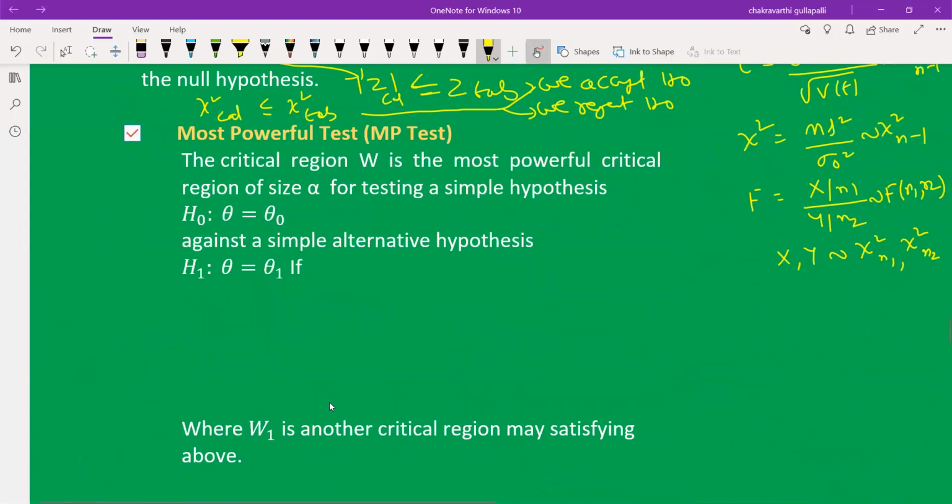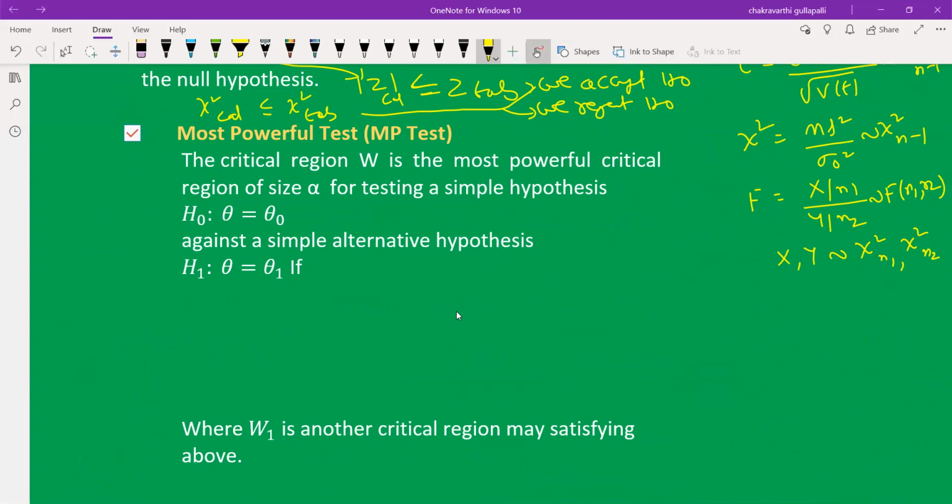Next, another very, very important topic: the most powerful test. There are two types of errors, type 1 error and type 2 error. Both errors cannot be eliminated, and both cannot be minimized at a time. But in this case, alpha, the probability of type 1 error, is more serious than the probability of type 2 error, that is called beta. Type 1 error is to reject H naught when H naught is true.